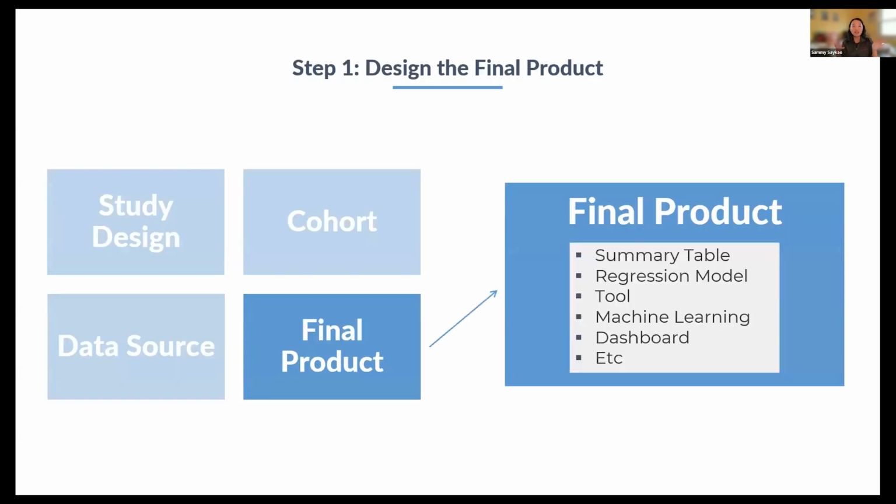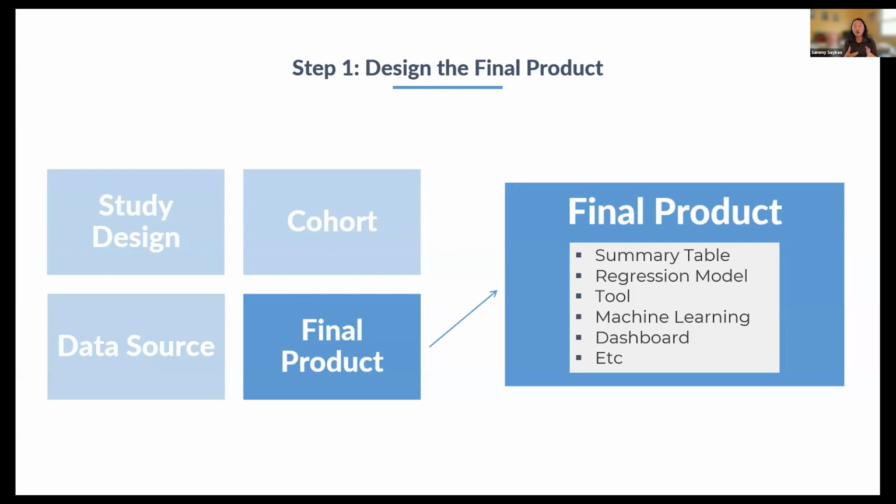So step 1 is design the final product. And I use this slide to illustrate that designing your final product is not just, boop, it's there. There's a lot of things that go into it, right? So you've got your study design, you have to think about your cohort and your data sources. So I do want to emphasize that I understand a lot of different things go into the final product. I just summarize it here for simplification purposes.